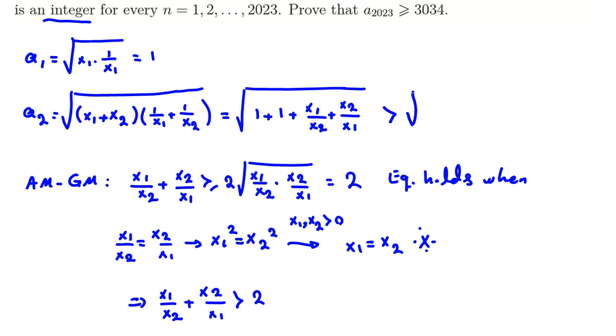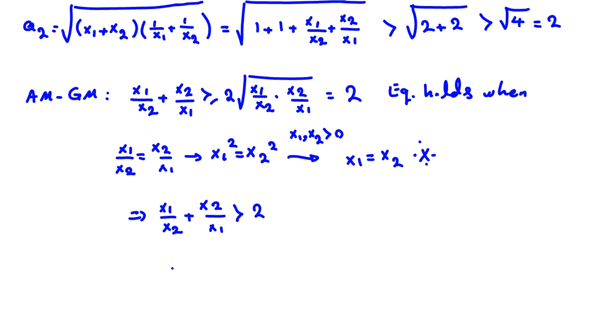Now, what do we conclude? It is greater than 1 plus 1, which is 2, plus 2, because this part is greater than 2. So it is greater than the square root of 4, which is 2. And we know a2 is an integer. Because a2 is an integer and a2 is greater than 2, we've concluded that a2 is at least 3.